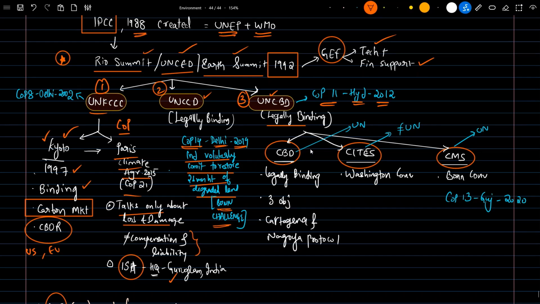CITES is the convention on international trade in endangered species of wild flora and fauna. It is not related to the UN. It is also called the Washington Convention. CMS, the Convention on Migratory Species, is called the Bonn Convention. COP 13 of CMS was held in Gujarat in 2020. And coming to the CBD, it is legally binding. It has three major objectives, and we have already discussed the Cartagena Protocol and the Nagoya Protocol earlier.